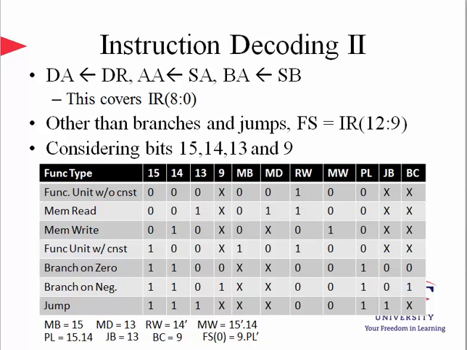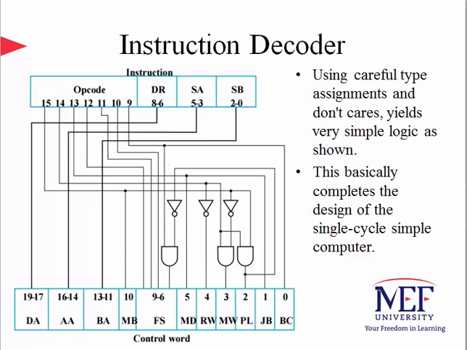So you have to be a bit careful about figuring out these relationships, and it requires a few minutes of discussion to come to a certain conclusion about the combinational logic required to implement a certain functionality. Using careful type assignments and don't cares, it will yield very simple logic as shown in this slide. So we ended up with pretty simple combinational logic that decodes the instruction into the 20-bit control word. This basically completes the design of the single-cycle simple computer.